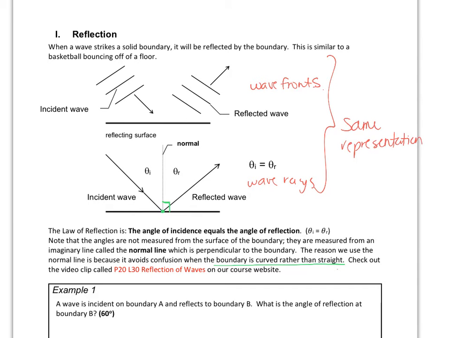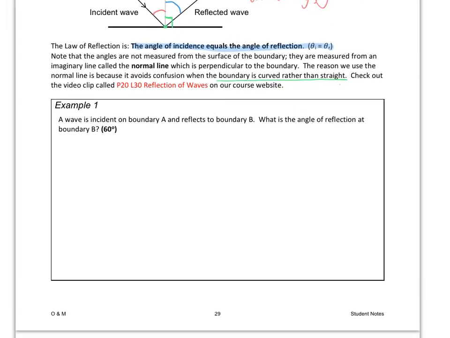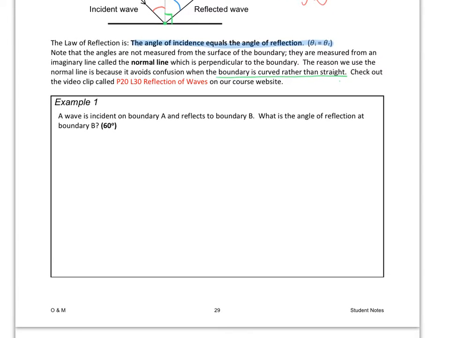All right, so the incident wave is our incoming wave. We measure this angle, theta incident, from the normal, and we measure this angle, theta reflected, from the normal as well. The angle of incidence equals the angle of reflection. So these two are always equal. All right. So a wave is incident on boundary A and reflects to boundary B. What is the angle of reflection at boundary B?